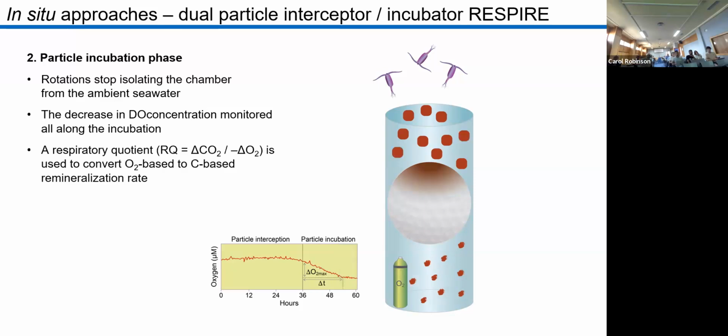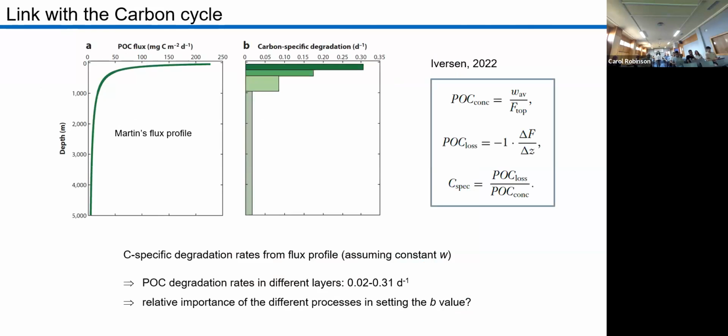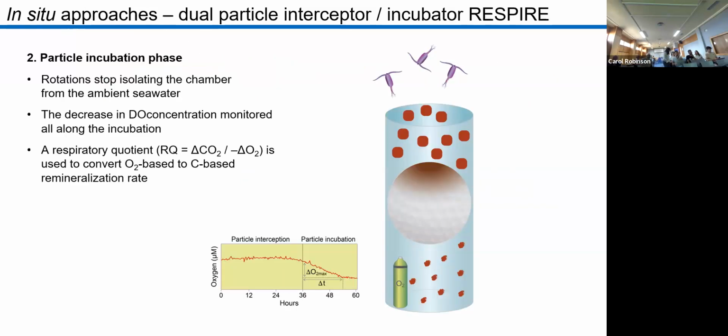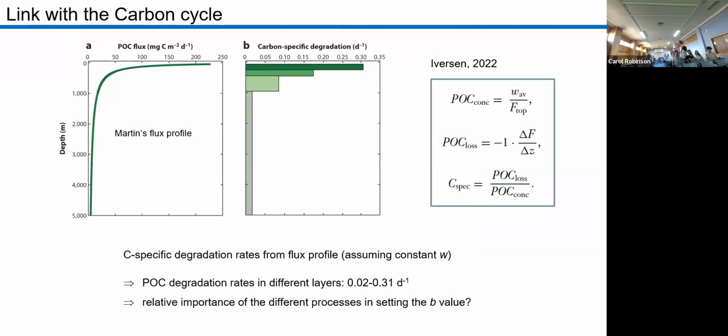And at the end of the deployment, we have the oxygen consumption rates that we can convert to a carbon-based remineralization rate using a respiratory quotient. I will talk about it just after. And that's it. So now the last part of this talk is to illustrate how we can measure the oxygen consumption rates and link this rate with the carbon cycle.